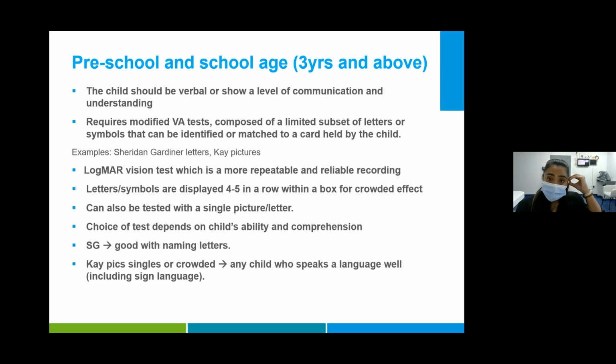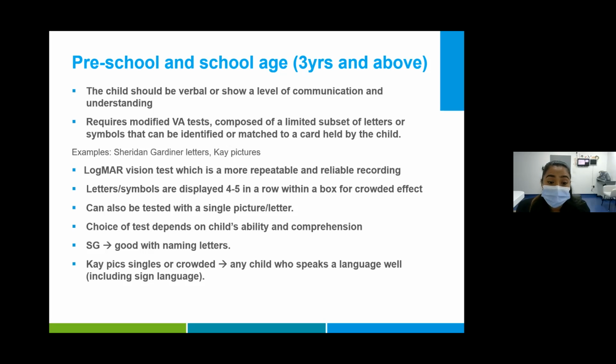So when a child is around 3 years old or above, so before school and school age, they should be verbal or showing a level of communication and understanding. So you can modify visual acuity tests and use a subset of letters or symbols or pictures that the patient can identify by naming or even matching. So an example of these tests would be K-Pictures or Sheridan Gardner.